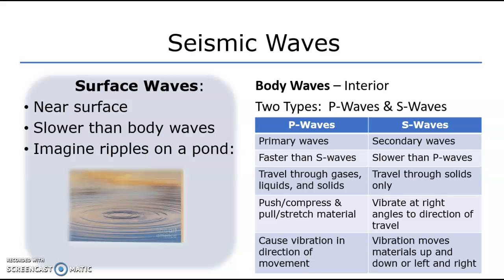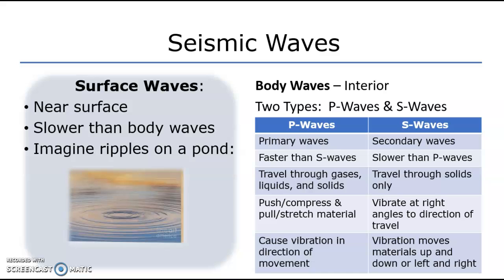And these come in two types: P waves and S waves. P waves are the primary waves, and they're faster than the S waves. They can travel through any kind of matter: gases, liquids, and solids, and this gives scientists and geologists a clue to what is inside of the Earth. As the P waves move, they'll push and compress or pull and stretch the materials in the Earth, and they cause vibration in the direction of movement.